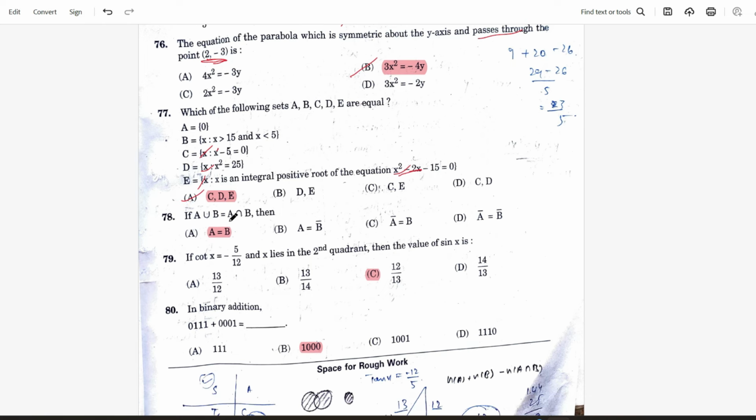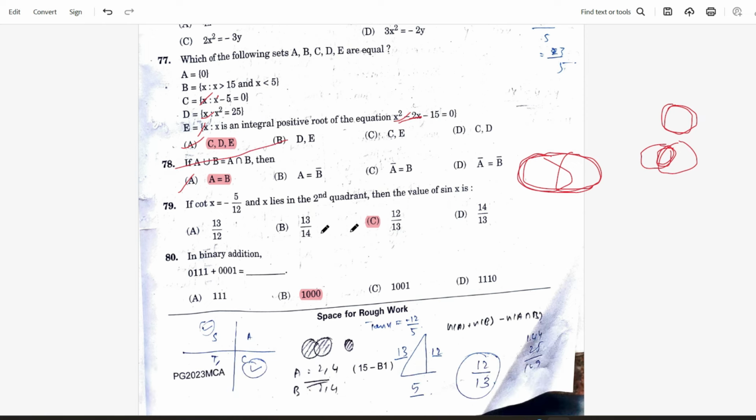If A union B is equal to A intersection B, then A equals B, because you can see this entire thing is the union part, right? A union B, okay, and this part is A intersection B. When can this be equal? If both the values are equal, like A and B overlap each other, then only this condition will be satisfied. So option A is the right answer.